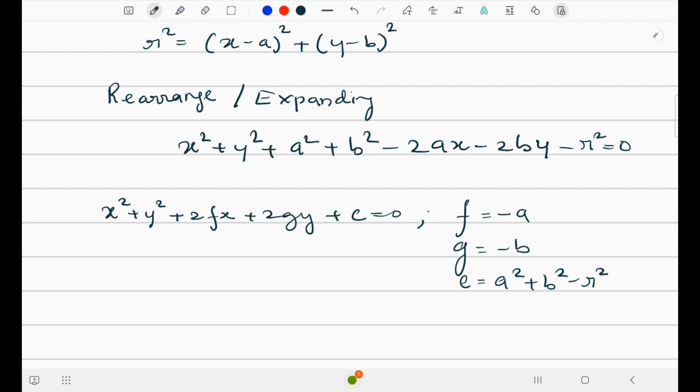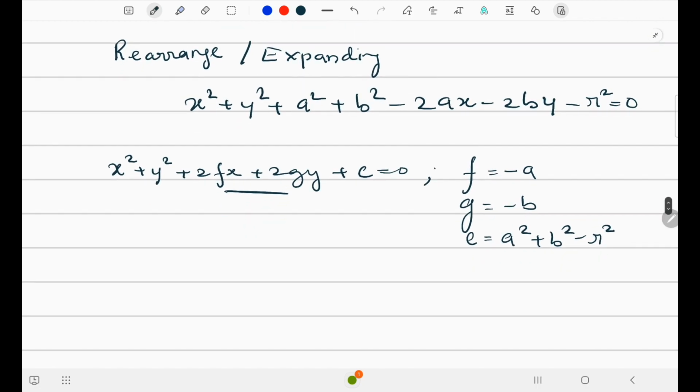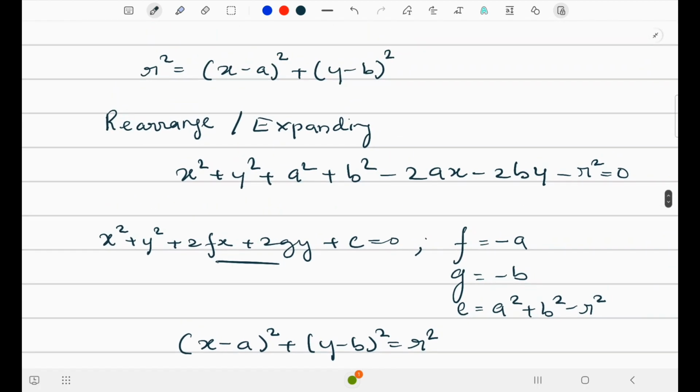If you are given the equation of a circle in this form, you can find the center and the radius. So if your circle is given in this form, you can find the center and the radius like this. Already you know that x minus a the whole square plus y minus b the whole square equals r square. Okay, right? So this is how we derive the general form of the equation of the circle.